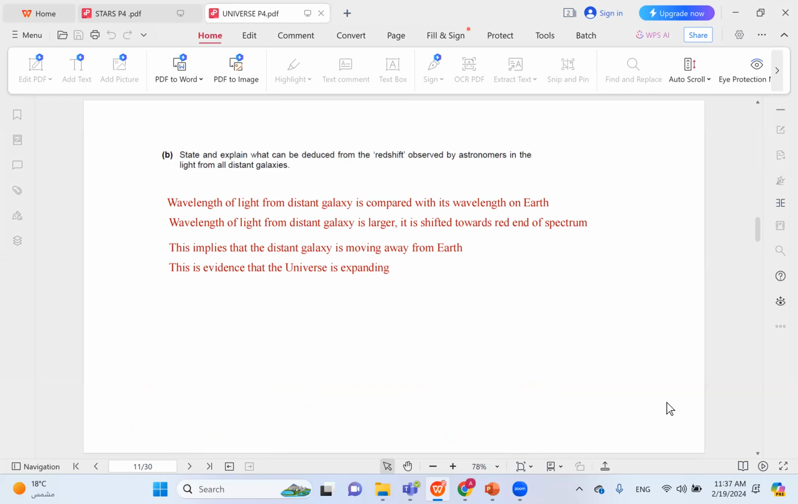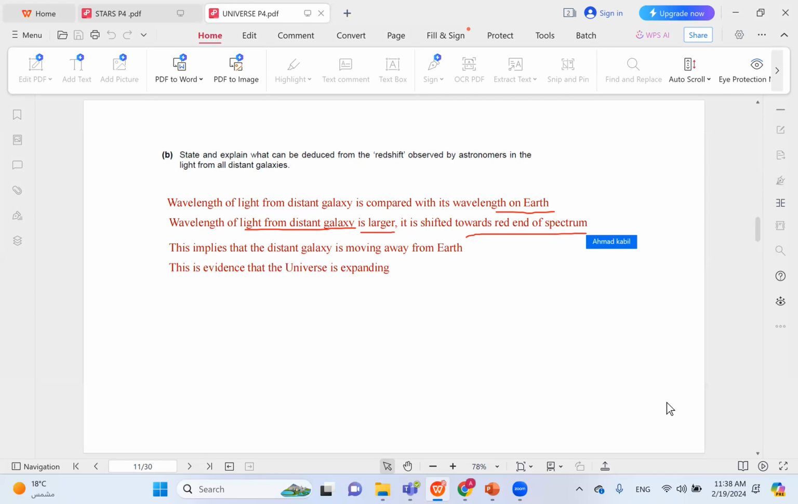So what happens exactly? How do they assess the speed of the galaxy? First of all, they compare the wavelength. The wavelength of light from a distant galaxy is compared with the wavelength on Earth. And we see that the one coming from the distant galaxy is larger. It has a larger wavelength, shifted towards the red end of the spectrum.